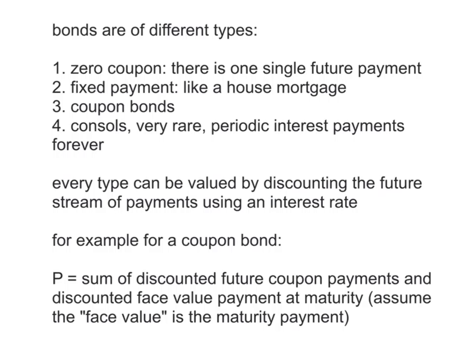One thing that's true for every bond, no matter what type, is that we can arrive at a value for it by discounting the anticipated future stream of payments using an interest rate. So for example, in the case of a coupon bond, the theoretical correct price and market price should be equal to the sum of the discounted future coupon payments plus the discounted face value payment at the maturity date.